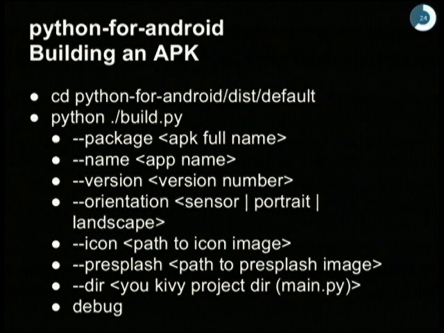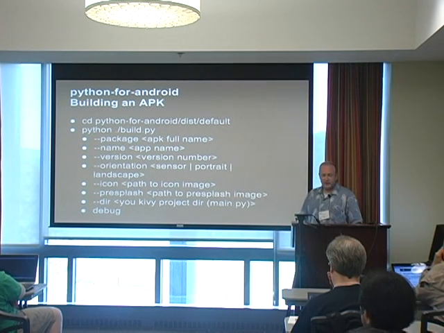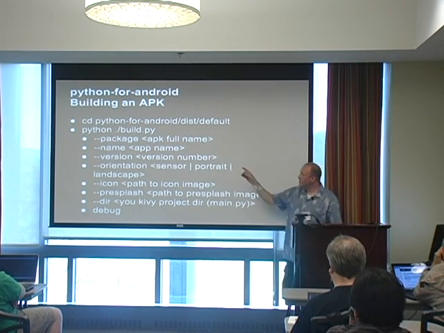And then what we do is we need to build our APK. So we need to take that distribution and combine it with our actual project and our images and all that other fun stuff and create our APK. So you go into your distribution that was created. Dist default is what it's always called. And you run the build command.